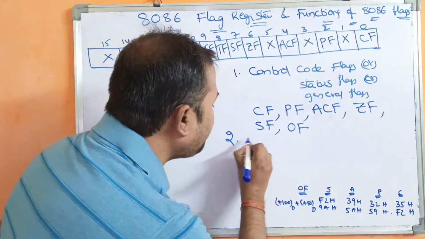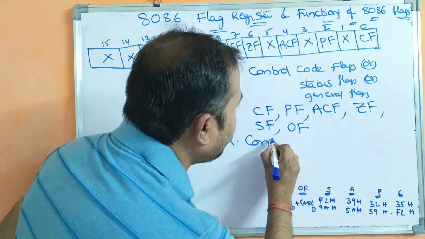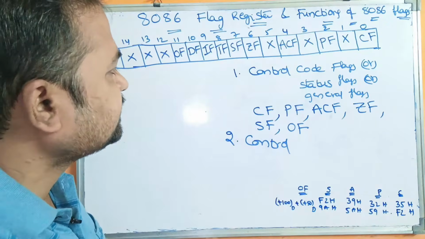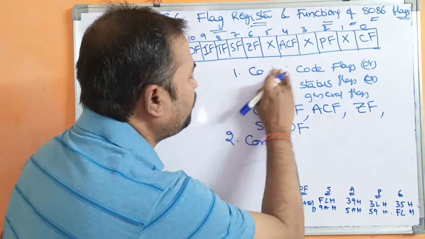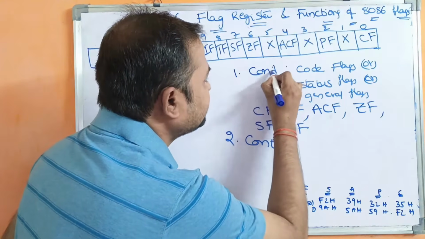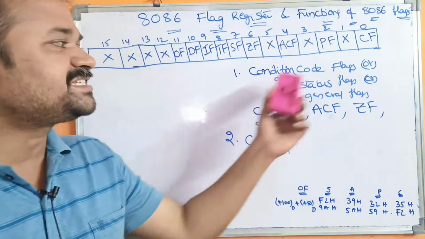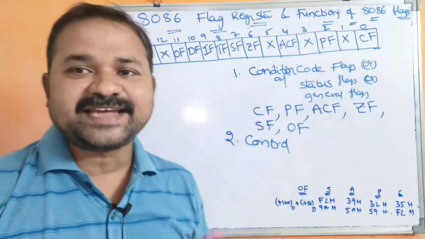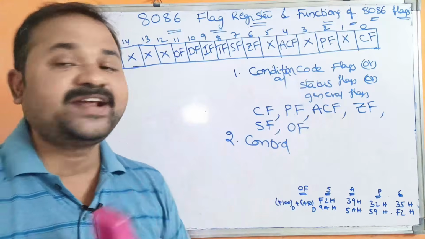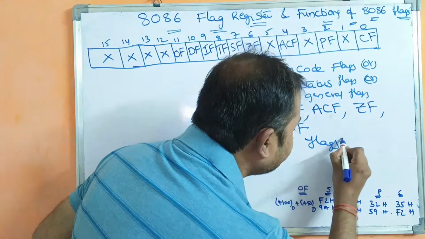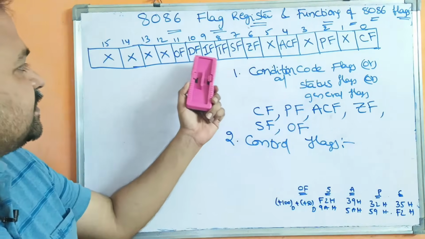Whereas the second type of flag is control flags. Sorry, the first type is conditional code flags, not control code flags. Conditional code flags are status flags or general flags. Whereas the second type is control flags. We have 3 control flags.